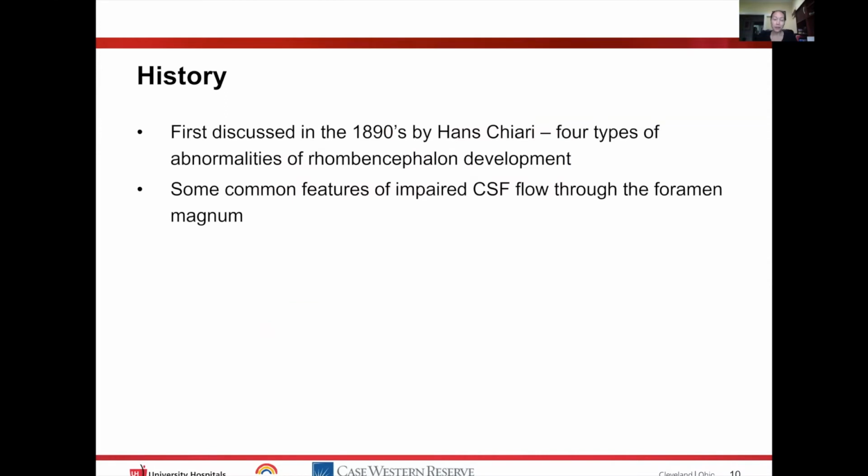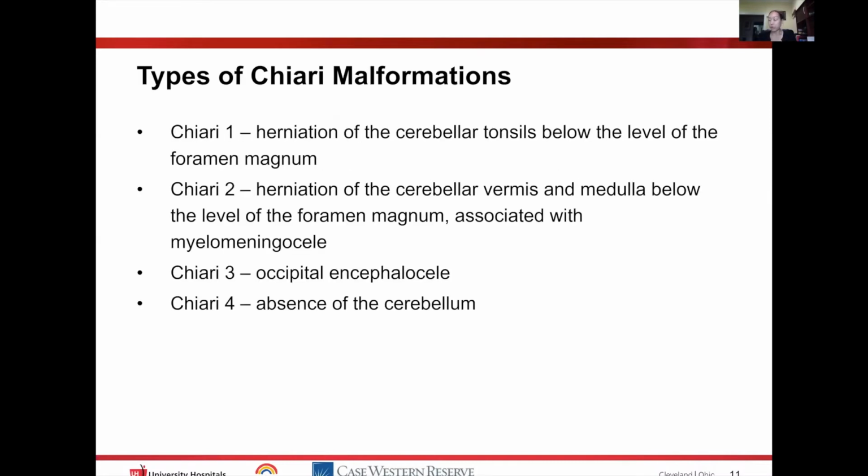So the history of Chiaris: this was first discussed in the 1890s. Hans Chiari noted that there were 4 different abnormalities that he discovered at the time of rhombencephalon development, and a lot of them had common features of impaired CSF flow through the foramen magnum. So he coined those 4 different types.